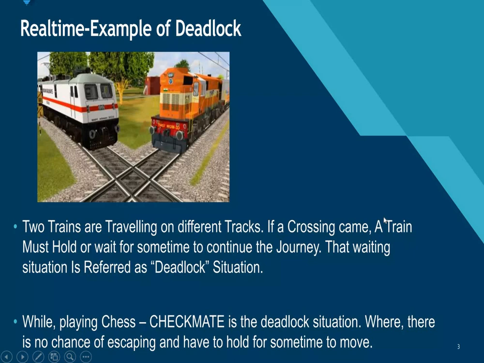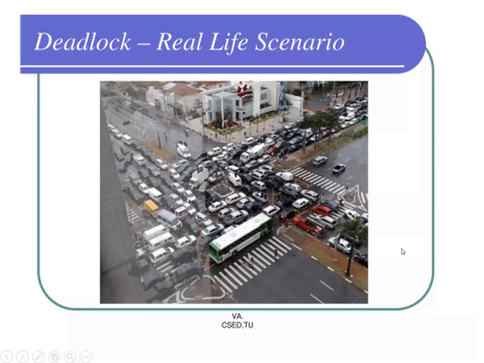This is a real-time example of deadlock. Two trains are traveling on different tracks. If a crossing came, a train must hold or wait for some time to continue the journey. That waiting situation is referred to as a deadlock situation. Another example is while playing chess, checkmate is the deadlock situation where there is no chance of escaping and you have to hold for some time to move. Next example, this is a real life scenario. This seems to be a cycle because of heavy traffic which may lead to deadlock.